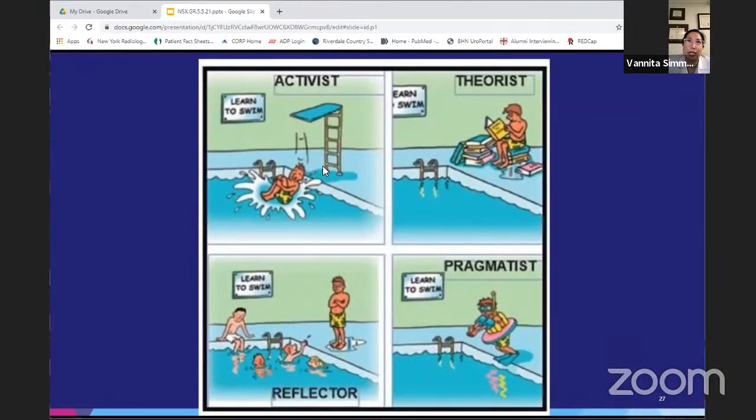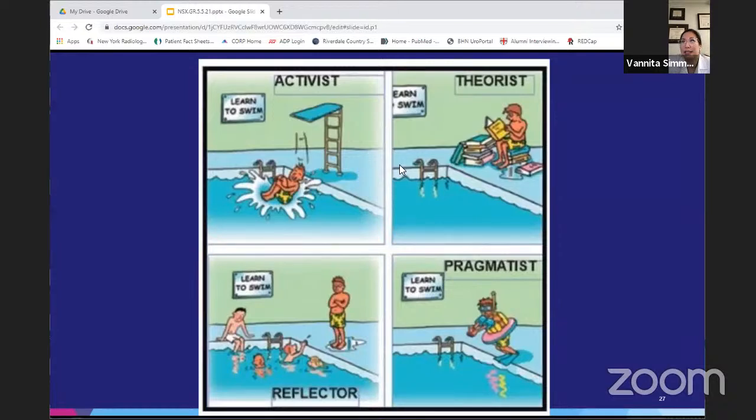So now that the weather is getting warmer, a good example is swimming, right? Hopefully everyone will get a chance to go and swim this summer. Do you remember how you first learned to swim? Did you jump right in like the activist? Did you read about it first like the theorist? Maybe you just thought about it and watched people like the reflector, or did you just throw on some goggles and jump in like the pragmatist?